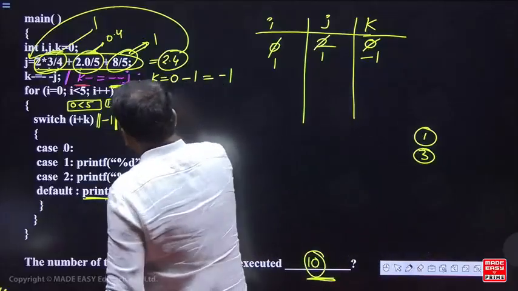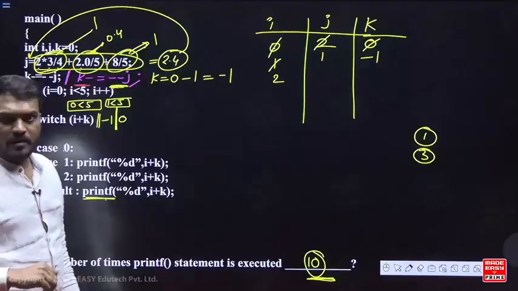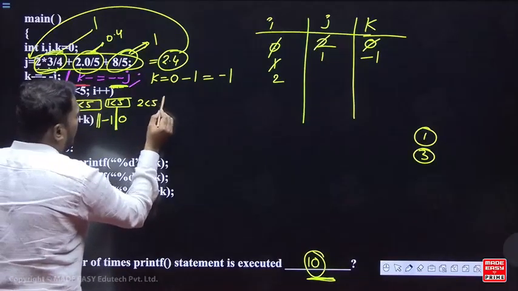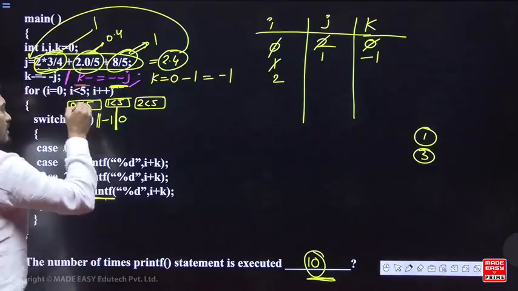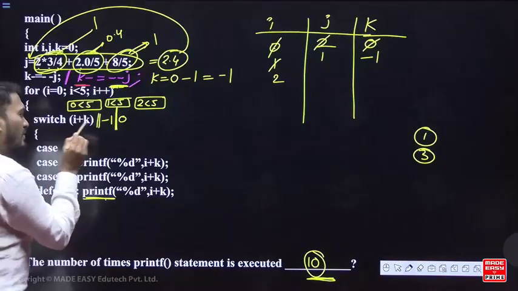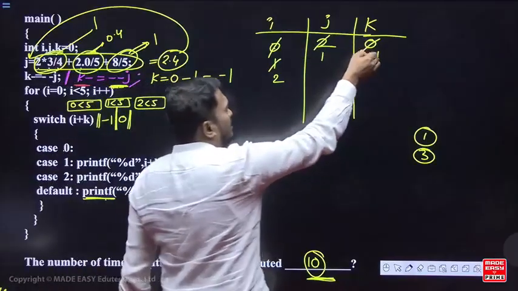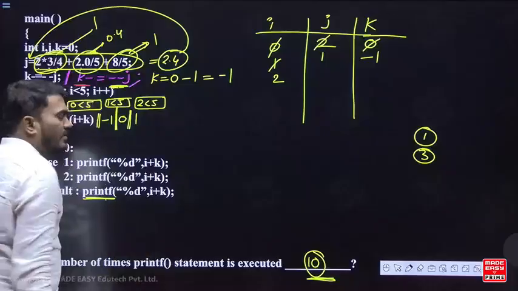And next again you say i++. So the i value becomes 2 here. When the i value becomes 2, you check the comparison. 2 less than 5. True or false? True. Since it is true, again you go inside. What you are passing? i plus k. Now tell me what you are passing? i plus k. The i value is 2. The k value is -1. So 2 minus 1, 1. So what are we passing in the switch case? We are passing 1.